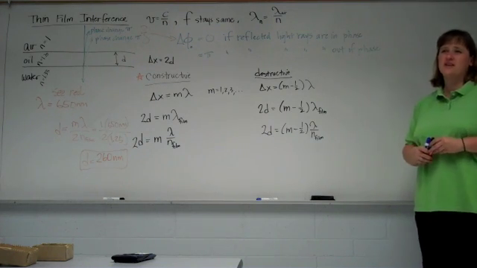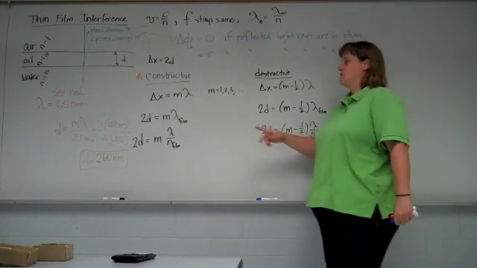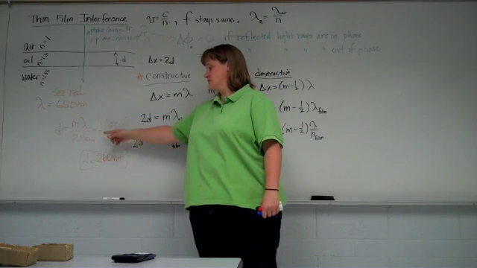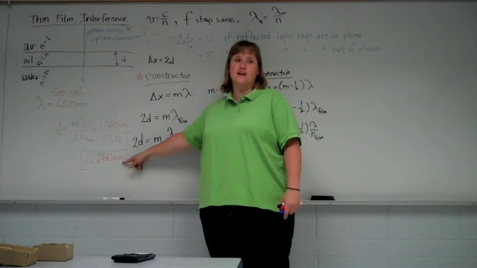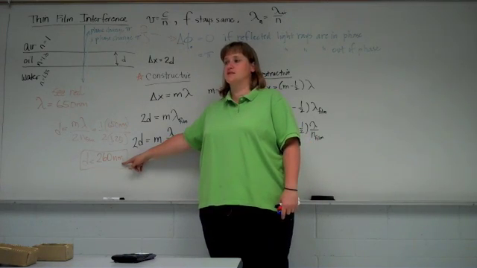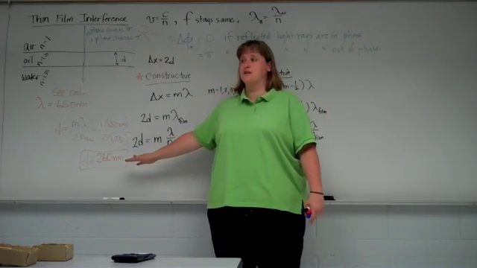Now that's certainly not the only thickness that would allow us to see red. We can put m equals 2 in here, we get 520 nanometers. 520 nanometer thickness would also allow us to see red. If we put m equals 3 in, that would allow us to see red as well.